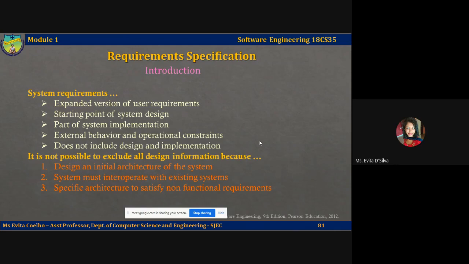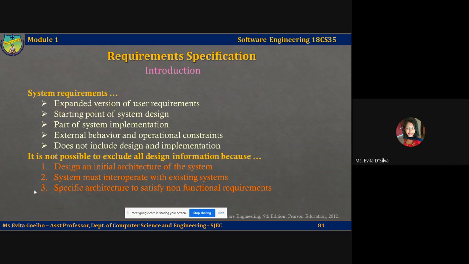Ideally, system requirements should simply describe the external behavior of the system and its operational constraints. They should not be concerned with how the system should be designed or implemented. However, at the level of detail required to completely specify a complex software system, it is practically impossible to exclude all design information, and this is because of the following three reasons.